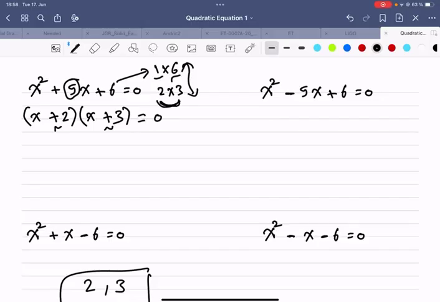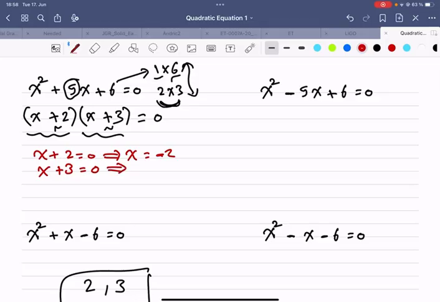After this, if I have two multiplied numbers equal to 0, this means that either one of them is 0 or both of them are 0. So either x plus 2 equals 0, so x equals minus 2, or x plus 3 equals 0, so x equals minus 3. So the solution here is minus 2 and minus 3.